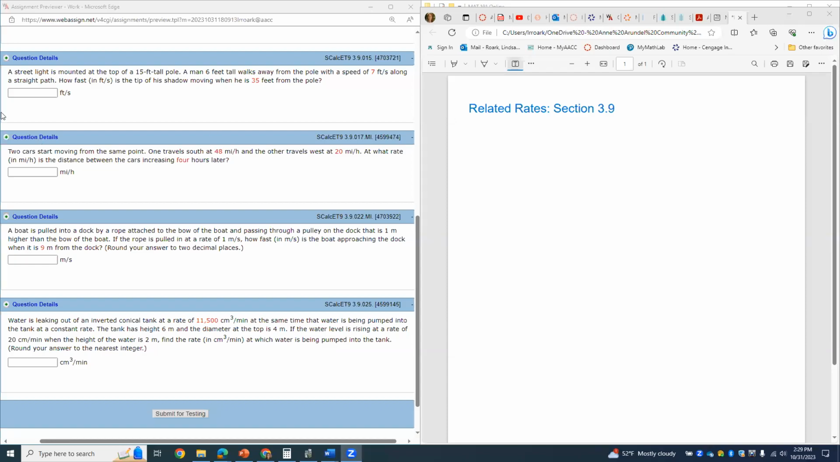Hello, class. Here I am, helping hopefully with some of the work in the related rates section of our textbook. Related rates are a common tricky spot because there's a lot happening. There are a lot of moving pieces, literally, and it's hard to keep track of everything. So I'm going to work out example number 3, problem number 3 from our homework.